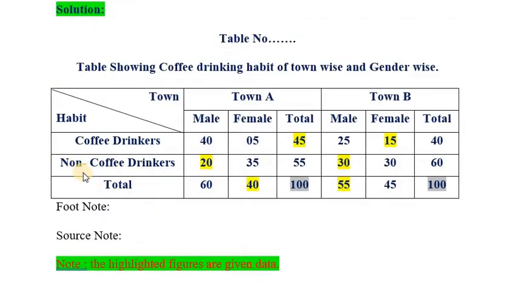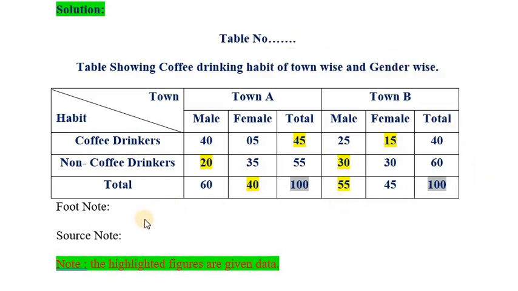Female coffee drinkers, let me put first. Coming to town B, female column, as coffee drinkers are 15 and non-coffee drinkers from male are 30. So with the help of this given information, we'll be finding out the number of female who don't drink coffee. This 100 minus 55, we get 45. 45 minus 15, get 30. And 30 plus 30, 60. 100 minus 60, we get 40. And 40 minus 15, 25 is the male population who doesn't have the habit of drinking coffee. So here ends this problem.